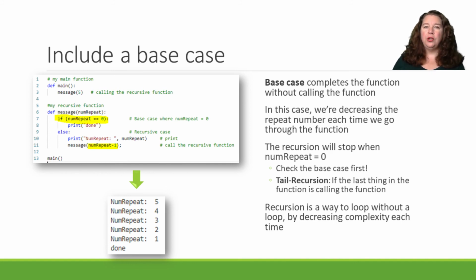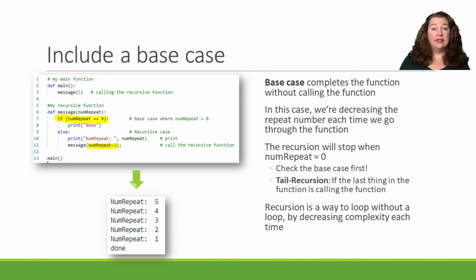So the point of recursion is to break problems into smaller parts. In this case, I am going to call message 5 - 1, or 4 times, the next time I call it. And then I'm going to call it 3 times, then I'm going to call it 2 times, then 1 more time, then I'm done. So you can see that I'm going to print what my number repeat is, and then my message I'm going to go ahead and call again.